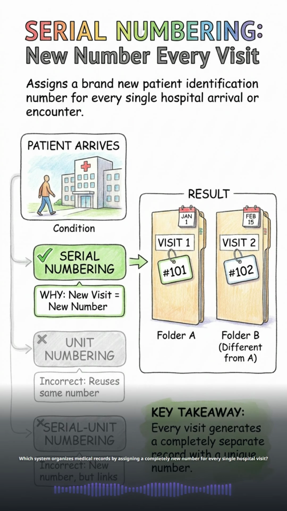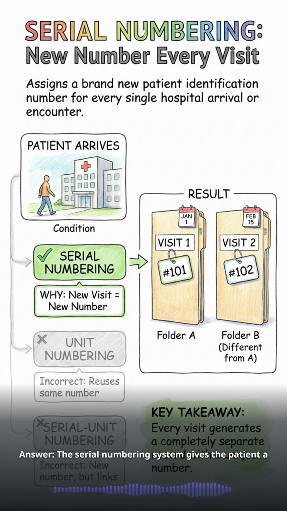14. Which system organizes medical records by assigning a completely new number for every single hospital visit? The serial numbering system gives the patient a brand new identification number every time they arrive. This method can make charts hard to find, because one person will have multiple files separate.